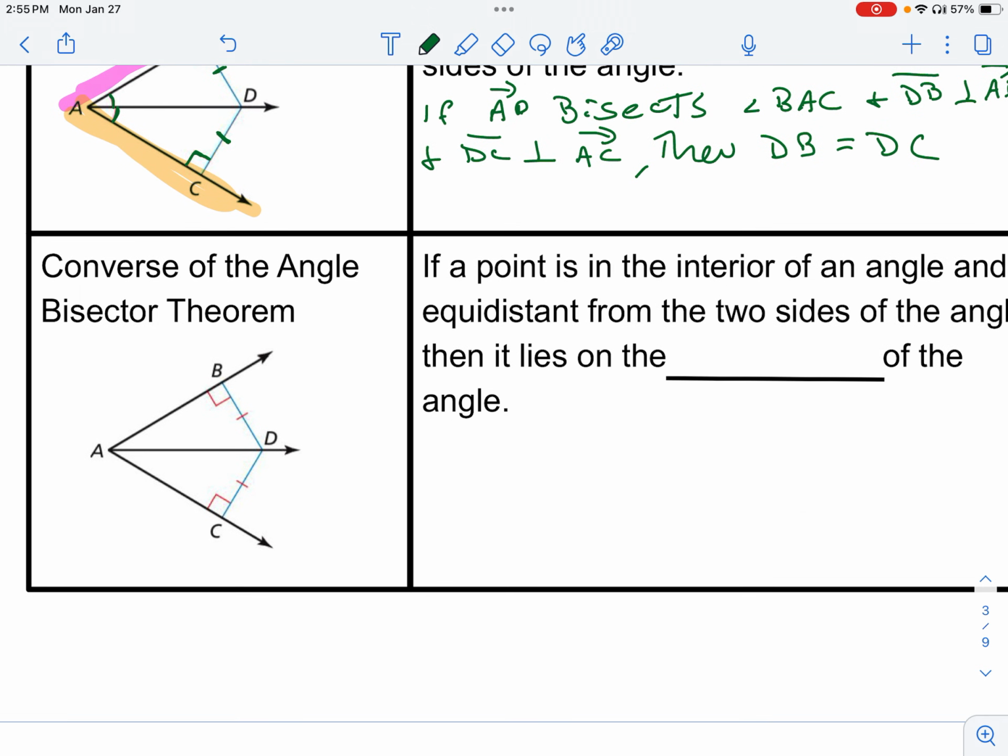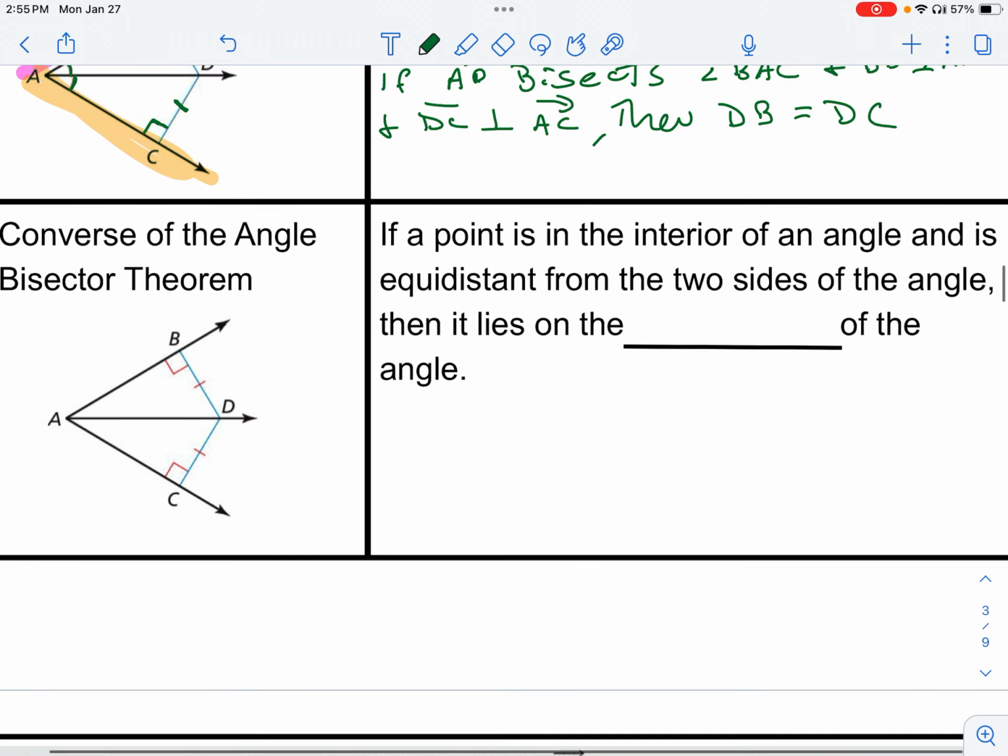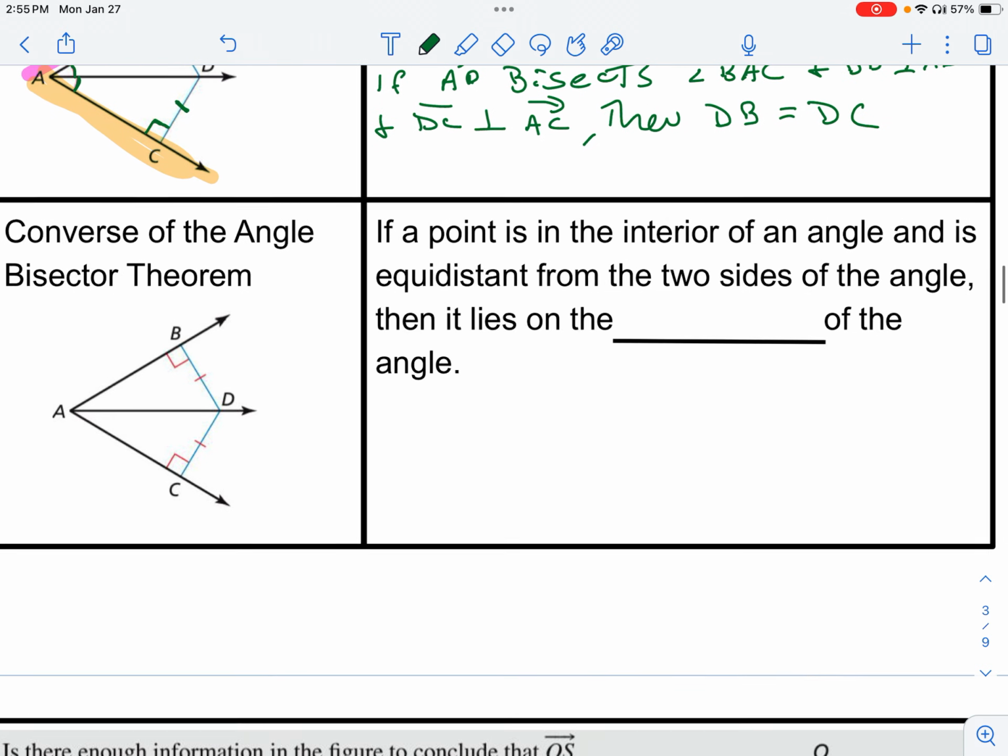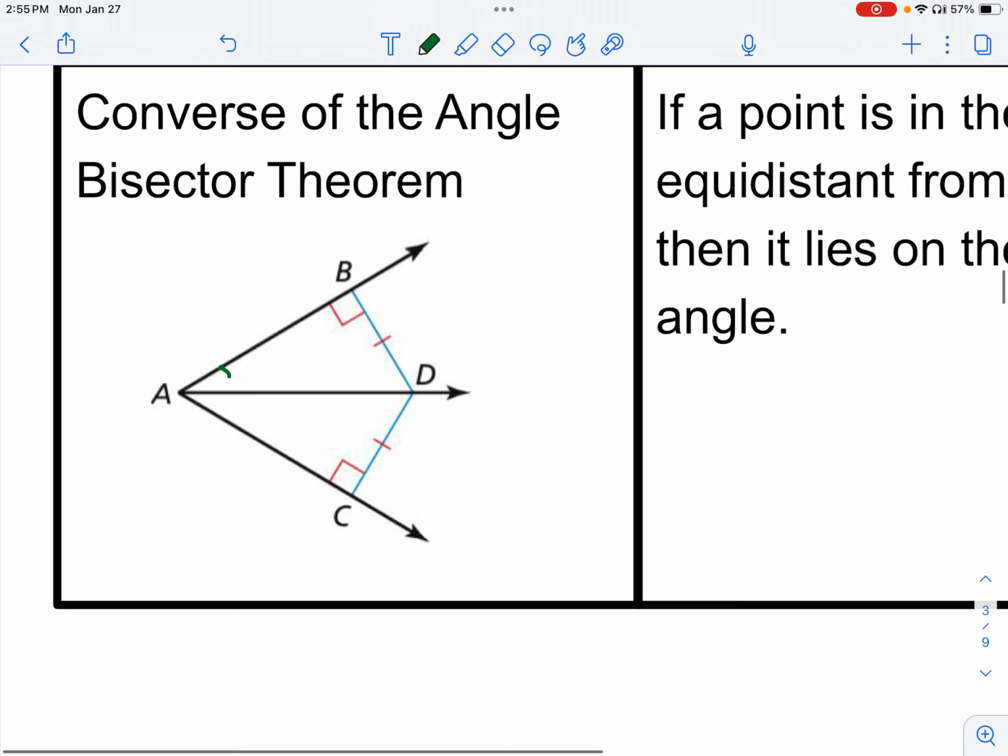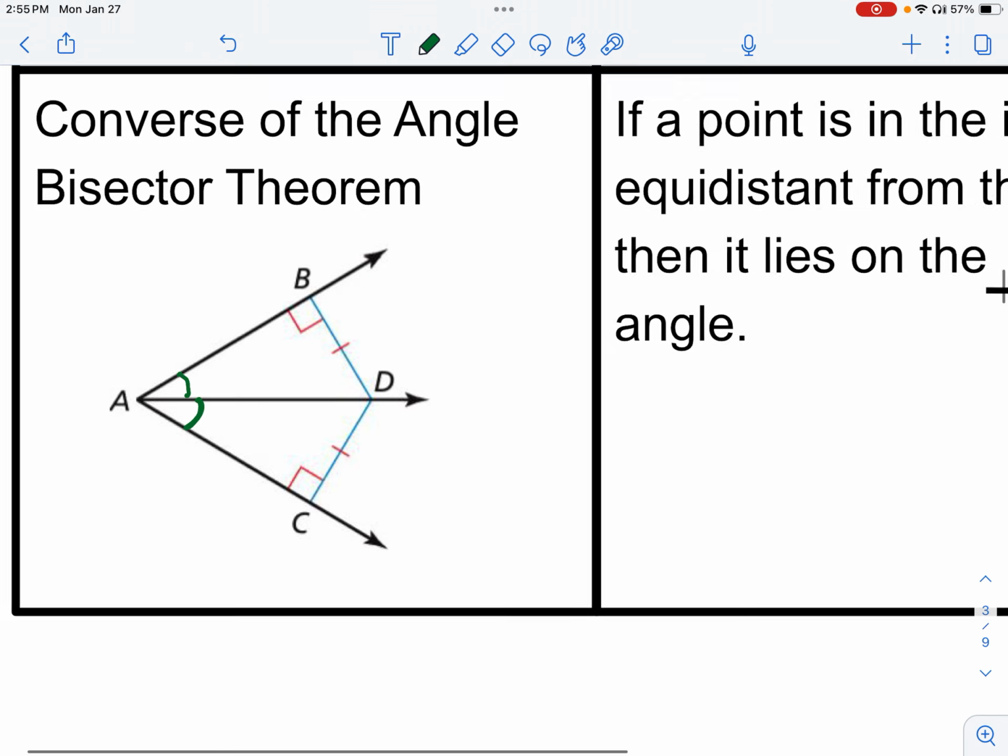Now, just as with our perpendicular bisector theorem, the converse is also true. So if we know that a point on the interior of an angle is equidistant from the two sides of the angle, then it lies on the bisector of the angle, which makes this true.